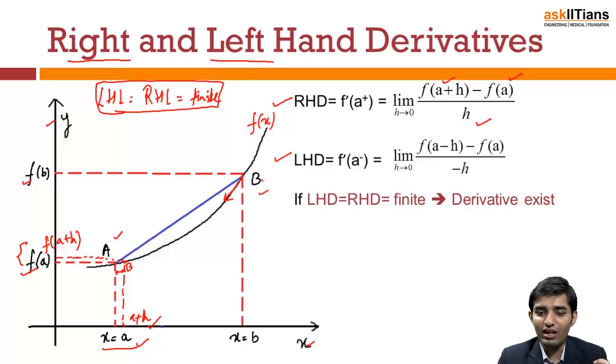Why is this called the right hand derivative? Because we are approaching from the right hand side. We are bringing this point B very close to A, so we are approaching this point A from the right hand side.